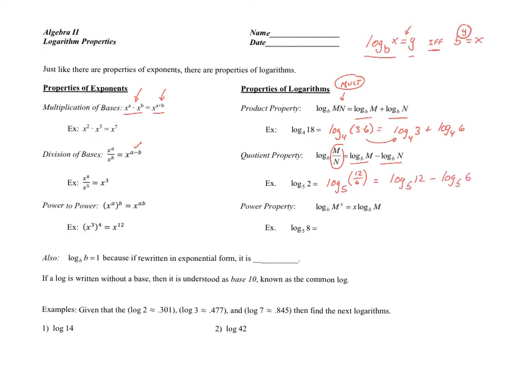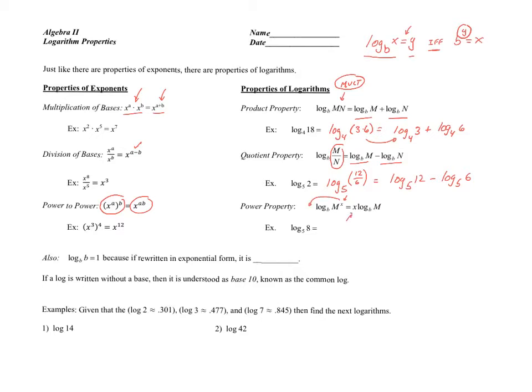Finally, we learned the power to a power property back in Algebra 1, and it said if we had a quantity with an exponent that was raised to a higher power, we would multiply the exponents. X to the a power raised to the b would become x to the a times b. Well, again, let's take a look at the log property. If we have a log base b of m and the argument has an exponent, what we can do is take that exponent and move it to the front of the log. And you can see it here on the right.